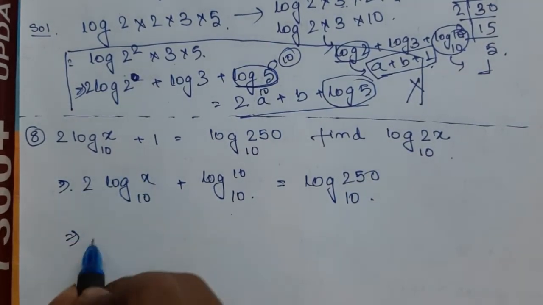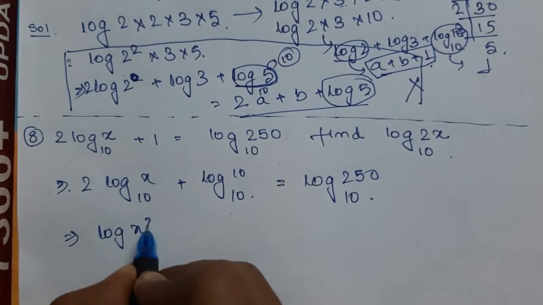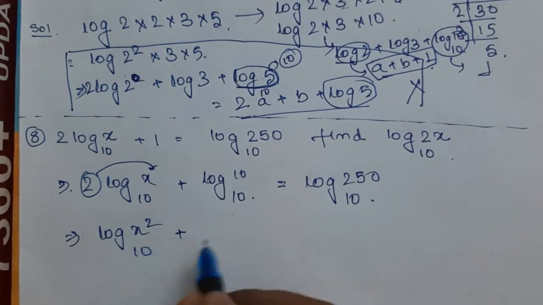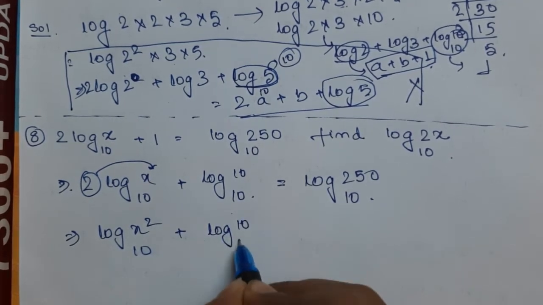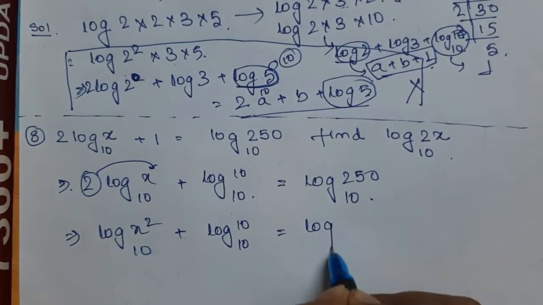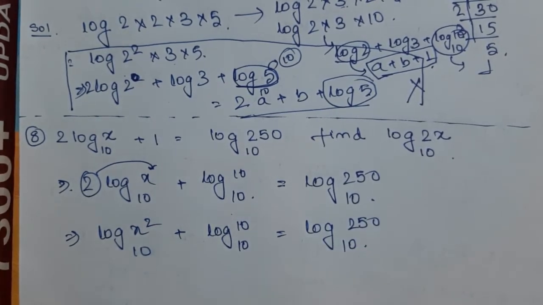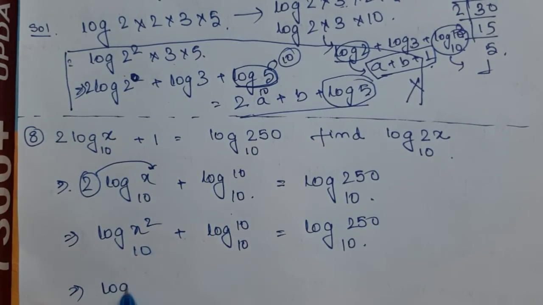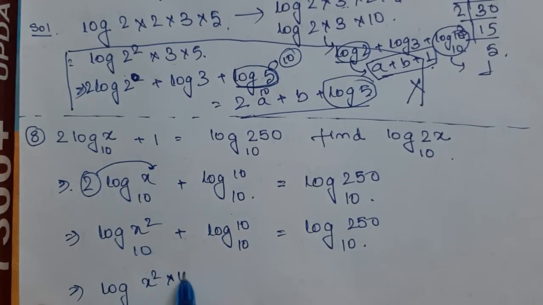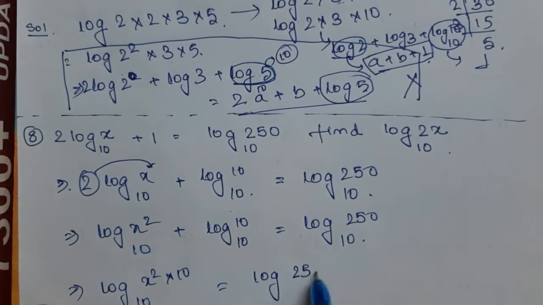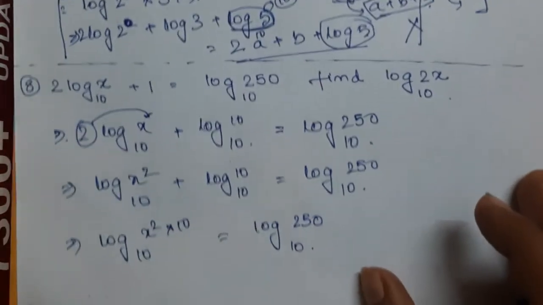Now we can write it here, log of x square to the base 10. This 2 can be taken here. Right? Here there is plus, so I can write it in a multiplication form. I think there is no problem.